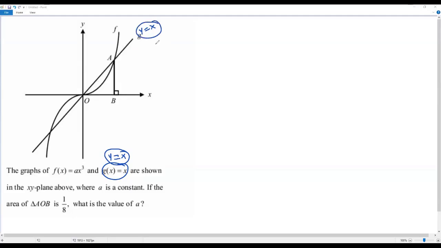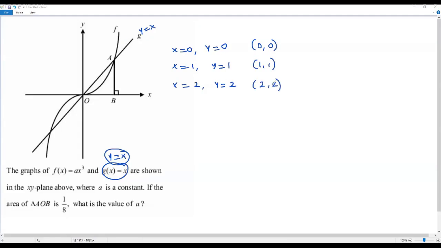Now in this equation, if I plug in x equals 0, then I'm getting y equals 0. When I plug in x equals 1, I'm getting y equals 1. When I plug in x equals 2, I'm getting y equals 2. And for x equals 3, I'll be getting y equals 3. That is, I'm getting the points (0, 0), (1, 1), (2, 2). In the same way, I'll be getting (3, 3), (4, 4). So (0, 0) is over here. We can mark (1, 1), (2, 2), (3, 3), (4, 4), (5, 5).